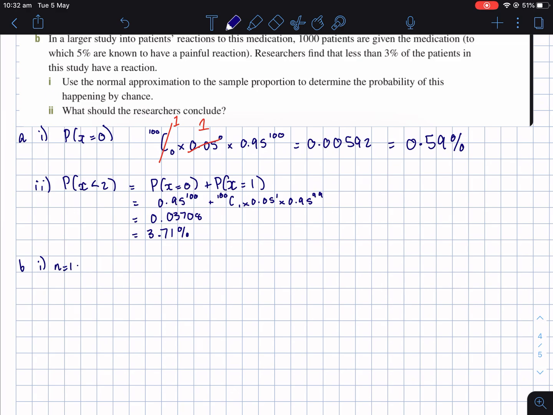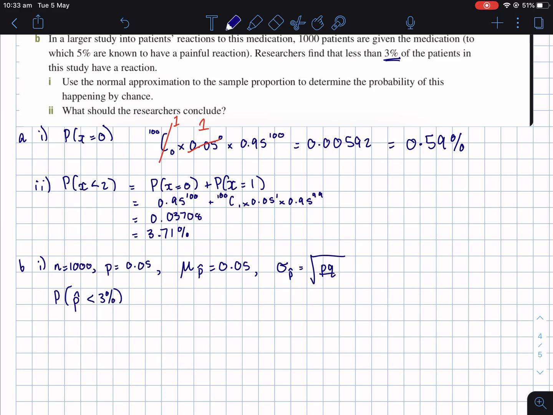Okay. Question B. We've got n equals 1,000. P equals 0.05 still. And they're saying that in their study, the population proportion was 0.03, 3%. So we're trying to find the probability that the population proportion was less than 3%. Well, we know the mean for the population proportions. It's the same as the probability overall.